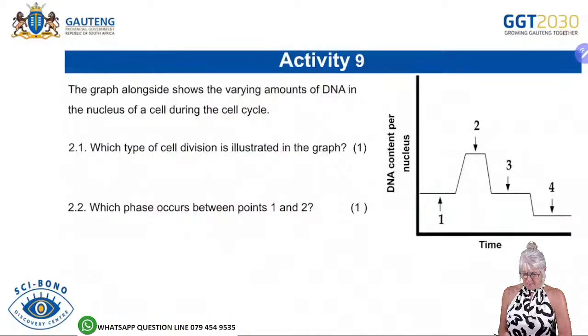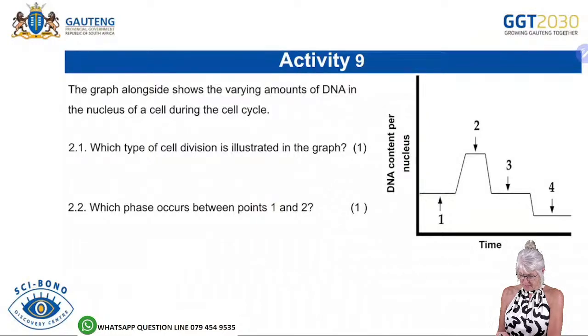Right, and then the last activity that we're going to look at for today, again a slightly different kind of question. Here they say the graph alongside shows the varying amounts of DNA in the nucleus of a cell during the cell cycle. So if we have a look here, on the y-axis is the amount of DNA, and on the x-axis is over time. And they've numbered the different stages.